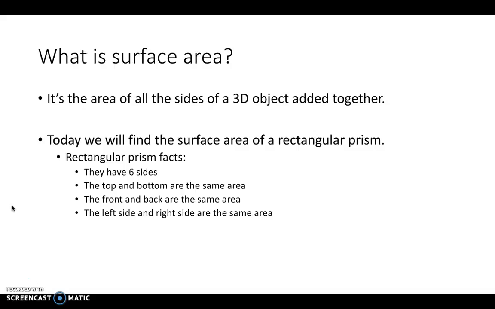in today's lesson we're going to be talking about surface area of a rectangular prism, and a rectangular prism has 6 sides. There's the top, bottom, front, back, and we'll call it the left side and the right side. It's important to remember that the top and bottom are the same area, the front and back are the same area, and the left side and the right side are the same area.